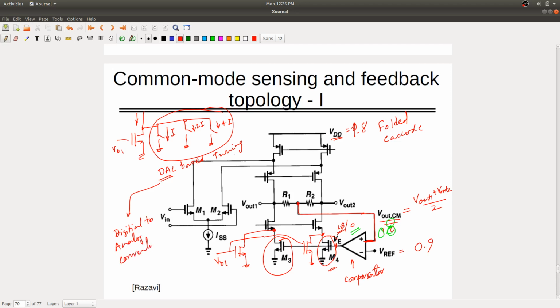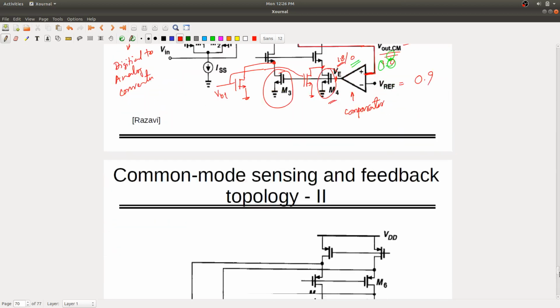Sorry, I missed the word. So it says how many current sources will be on and off. You can look at these currents; they are binary weighted: I, 2I, 4I, 8I, and so on. So you can keep many currents in parallel, and whichever current you want to turn on and off, you can do it from one op-amp or maybe many op-amps. That is called digital to analog converter based tuning.